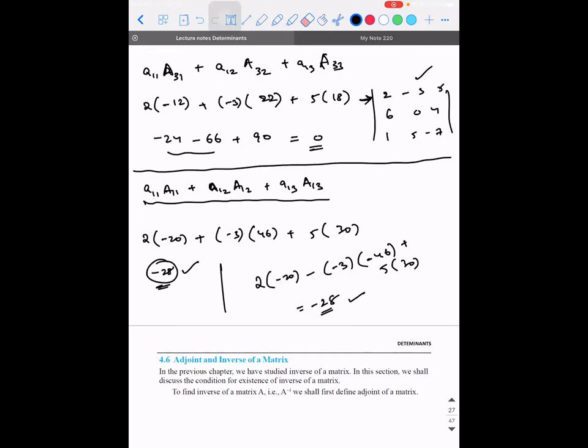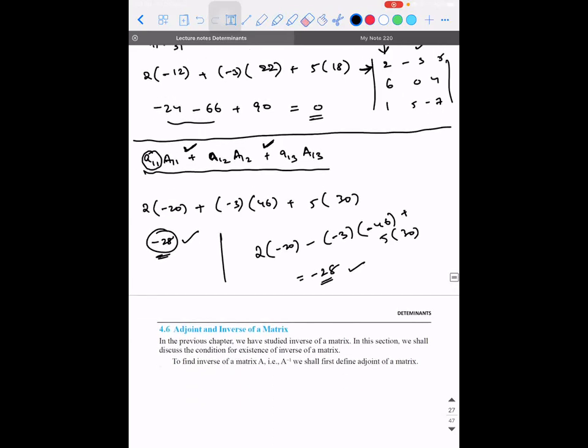Sum of the elements multiplied with the cofactors, the same element. Yes, very good. Determinant is nothing but the sum of the elements with their cofactors. Right? For example, if I have to expand it along this line, then how will I write the definition? How do I write it in general terms? If I have to expand it along the first column, then how will I write?